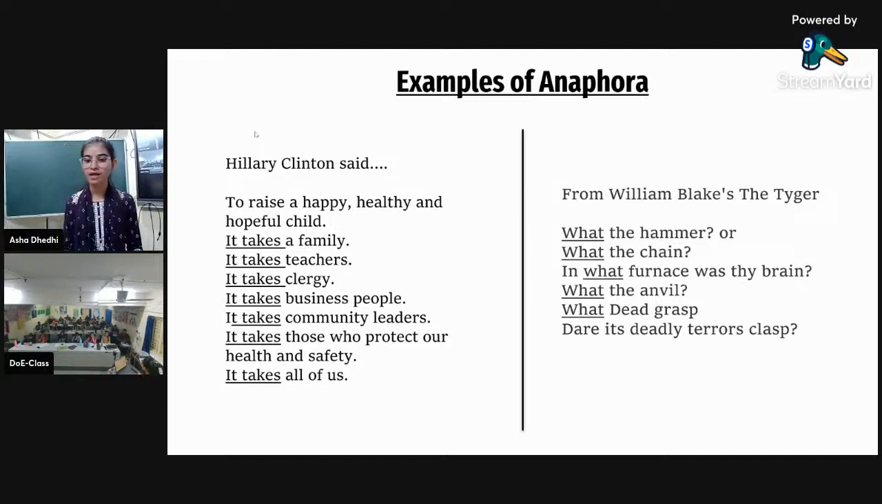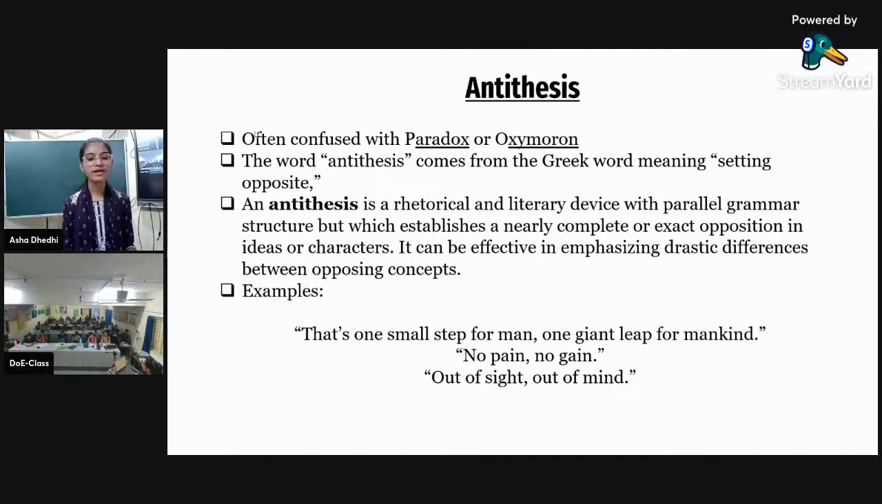Then there is another example from William Blake's poem, The Tiger. Right? "What the hammer, what the chain? In what furnace, what thy brain? What the anvil, what dread grasp?" So within these lines, the word "what" is getting repeated again and again. So that is anaphora. Now the next term which we are going to discuss is antithesis.